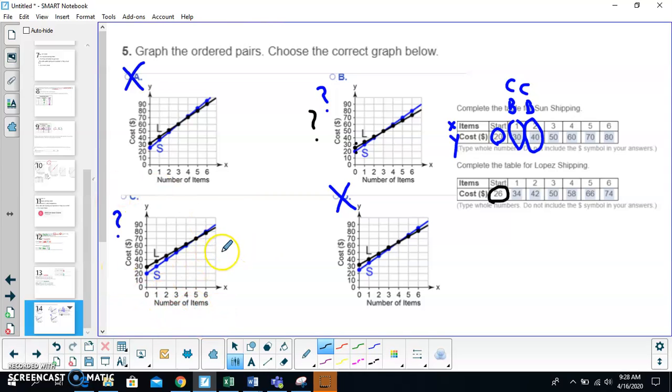Well, let's check C. This black dot here is right on the 30. Now that doesn't make sense, because if this isn't exactly 30, then that dot should not be on 30. So we just found our answer by using the process of elimination, and our answer is B.